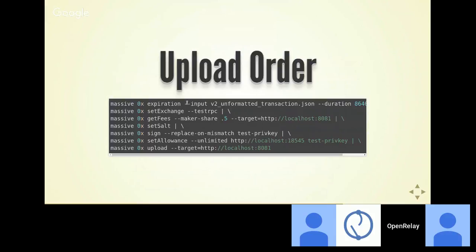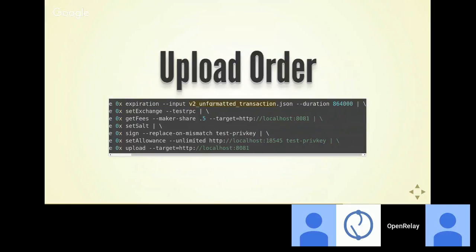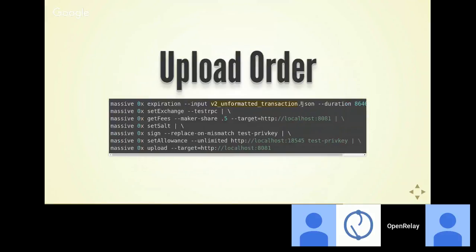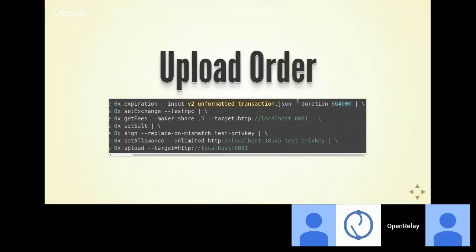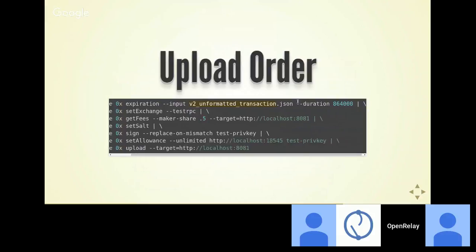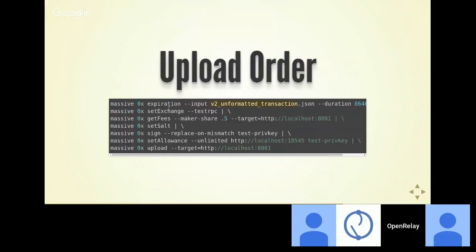So here we are going to start out with an order in a JSON file. We're going to set an expiration date that's 10 days in the future. I just happen to know off the top of my head that that number is 10 days worth of seconds. We're going to set the exchange to be the test RPC exchange. We are going to query localhost port 8081, that's the ingest service, to find out what fees we need to set on this order. The maker is going to take 50% of the fees, and the taker is going to take the other 50% of the fees.